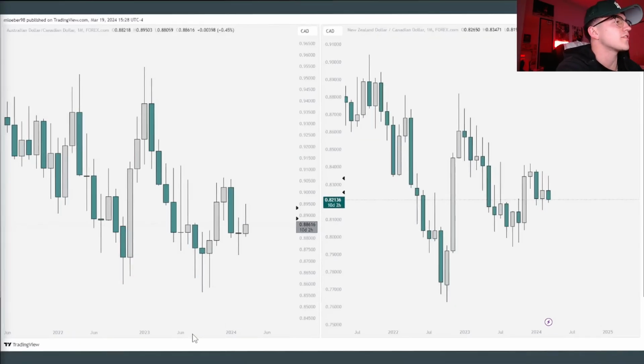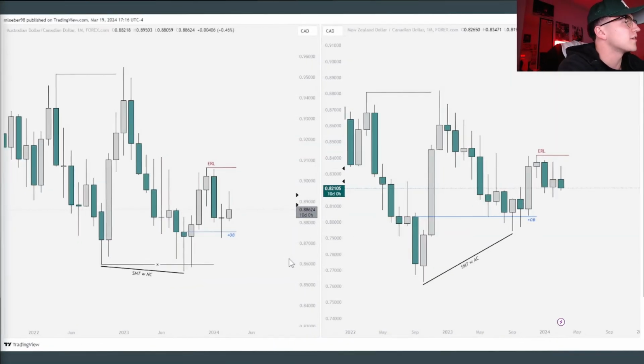Alright, so you guys already know what I do in the beginning of every video. I always start off with my naked charts, and I have the monthly on AUD CAD on the left and NZD CAD on the right. Now, before I drop my annotations, just analyze this chart, study this area of price action before I drop my annotations next and see if it matches up properly.